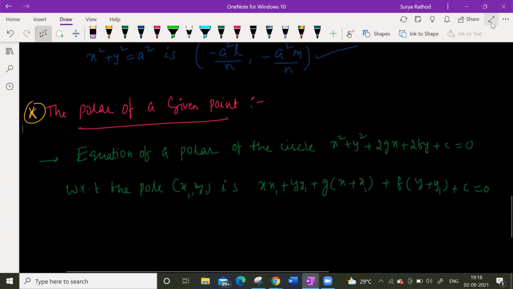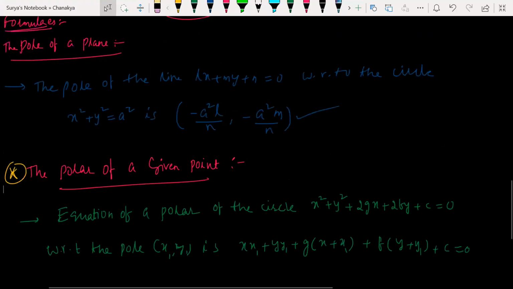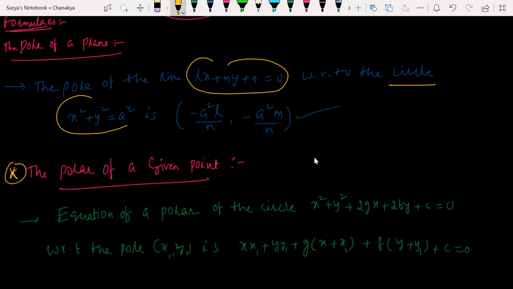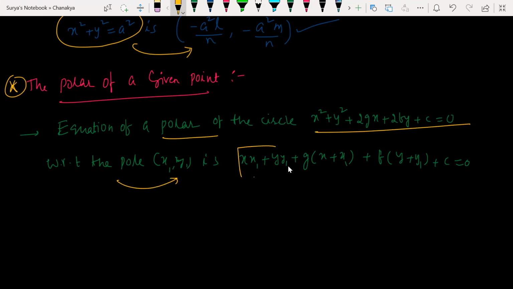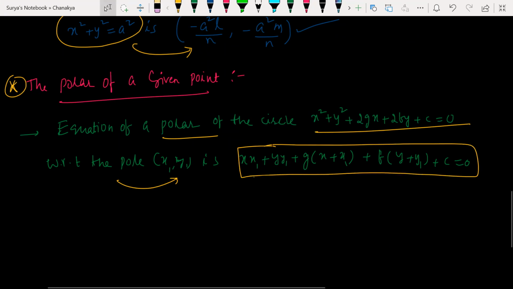Okay, understand? Chalo. Pole of a line is what? If someone is asking me pole of a line with respect to the circle, what is this? This is the pole. Pole means what? Point, isn't it? Look at this: minus A square L divided by N, minus A square M by N. Polar of the given point: if the equation of polar of a circle, this one is what? With respect to this point. This is the point. I hope it is clear now. Understood? Yes, sir.